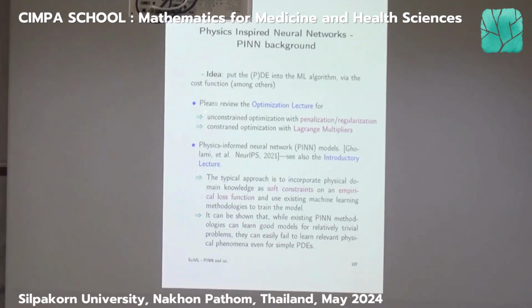How are we going to do it? We're going to use the cost function. As I said, this is L_D, and I'm going to add L_PDE, a second term. This term will just be another cost function term, but I'm going to put the PDE in it. How am I going to put the PDE in? Well, I showed you automatic differentiation. Auto-diff can differentiate anything.